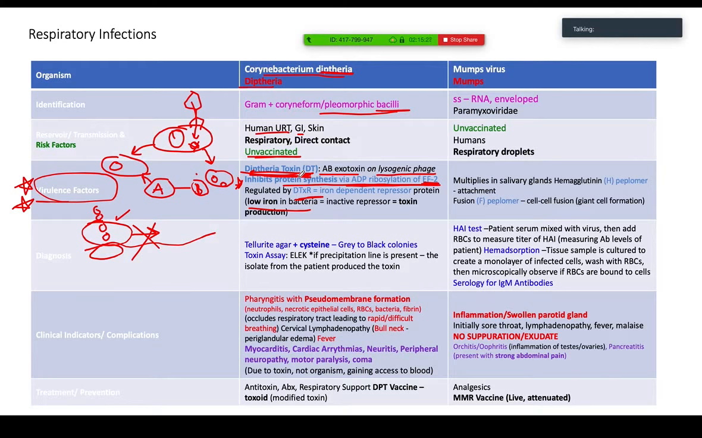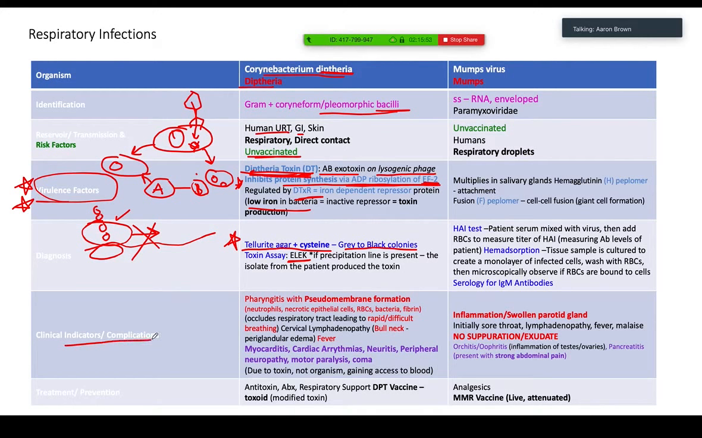Okay? Great. So how do we diagnose this? There's something called tellurite agar with cysteine inside, and it grows gray to black colonies on this. There's really no other time we're going to talk about tellurite agar, so memorize this particular agar in the context of diphtheria. Elek toxin testing is another way to diagnose this.